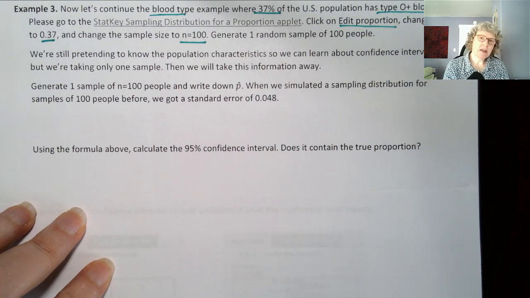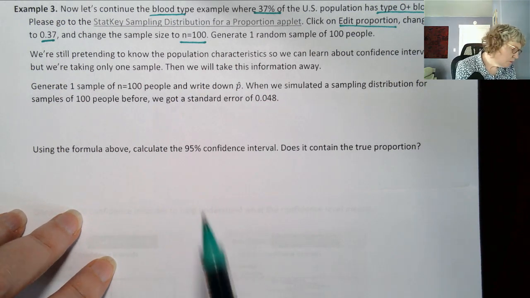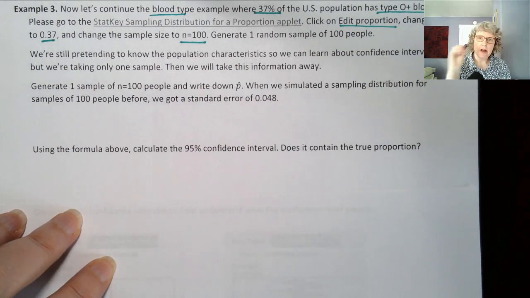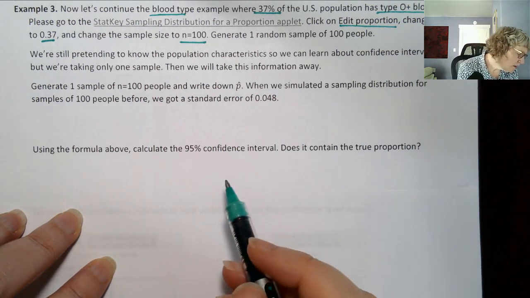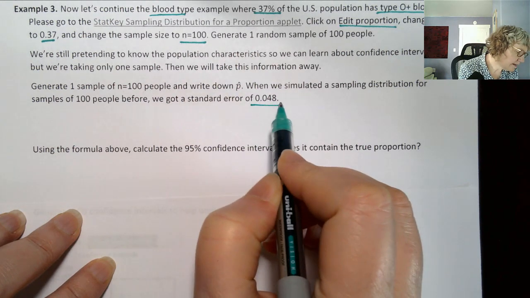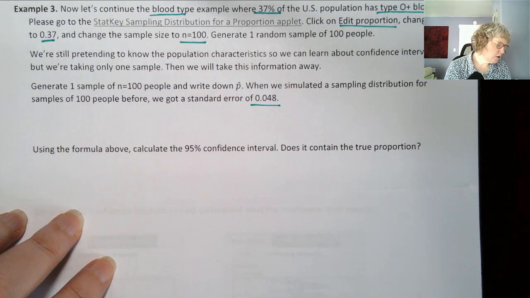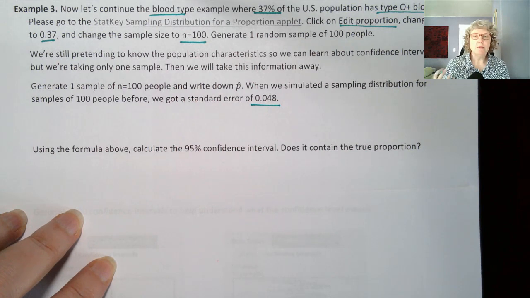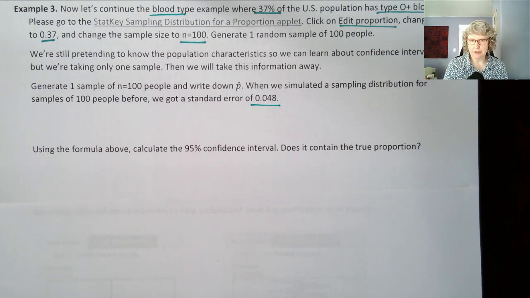And we did have a standard error of that. I'm using our sampling distribution from before. Remember the graphs, we had four different sample sizes. We did use 100 and we got a standard error of 0.048. So that's the one we're going to use for our standard error. Remember, we're still pretending that we know the population proportion, the true population parameter, just so we can understand confidence intervals, but very soon we're going to take that away.